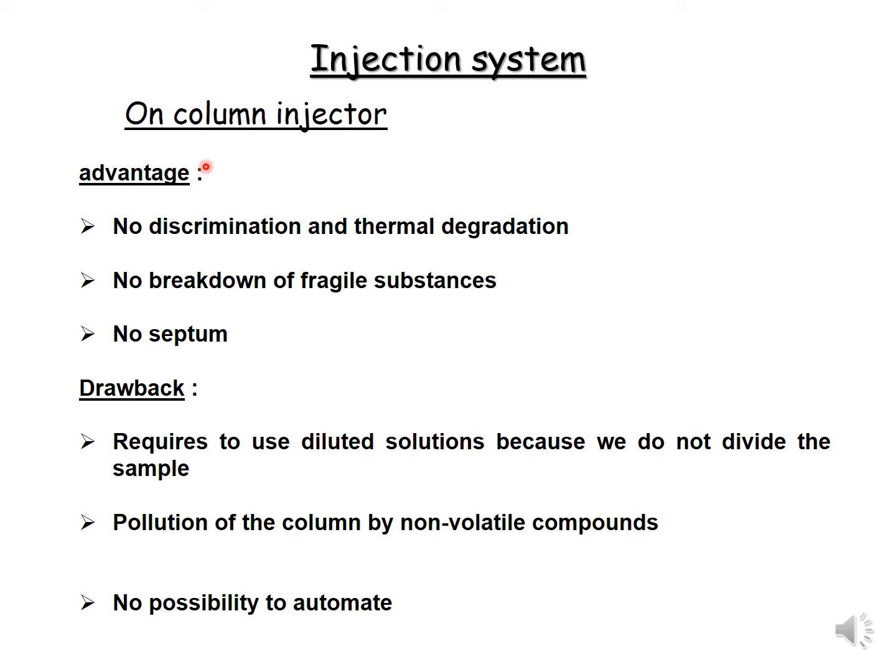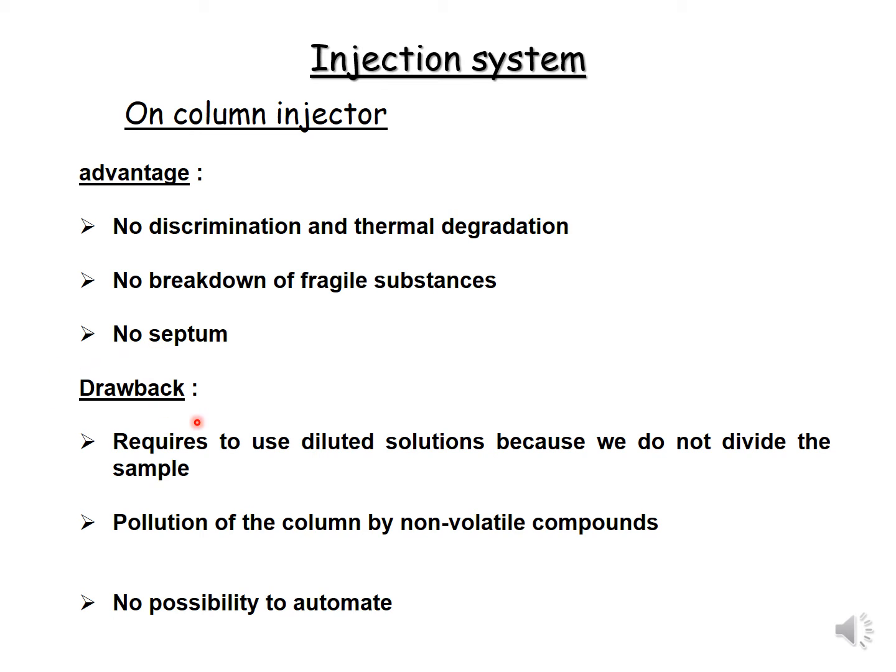So you have the on-column injector, and it has some advantages. The first is no discrimination and no thermal degradation, because this is a progressive vaporization. There is no breakdown of fragile substances, linked, of course, with the thermal degradation. And there is no septum, because we don't need to perform the vaporization in the glass liner.